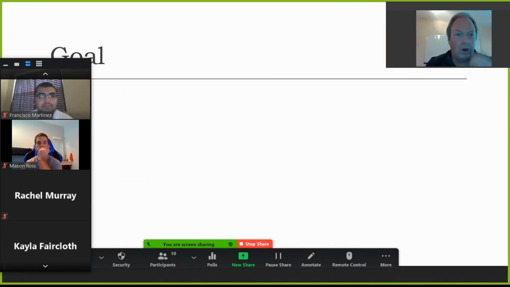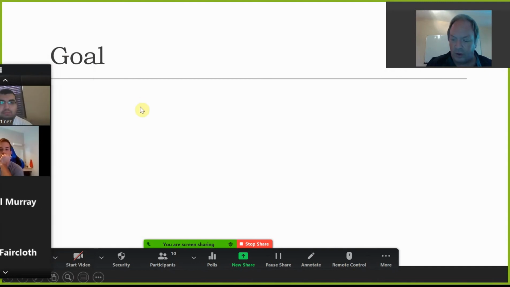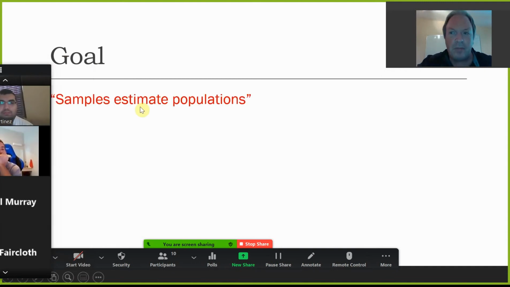And what we're trying to do here, it's important to understand the overall goal. We have this mantra that samples estimate populations. And it turns out it's not just sample statistics that estimate population parameters. We're also trying to estimate the distribution.